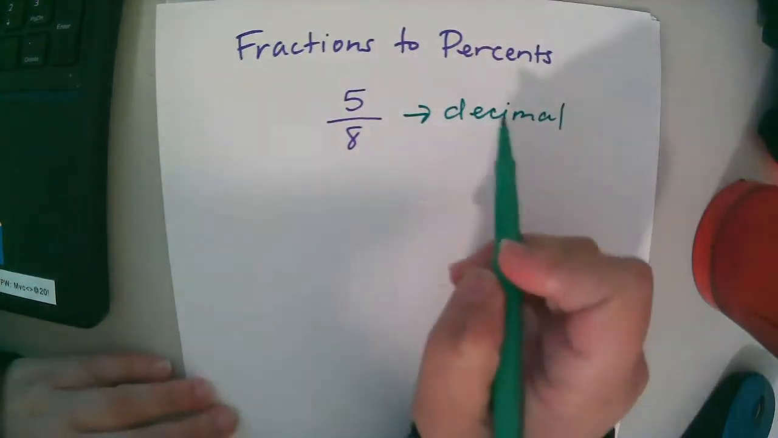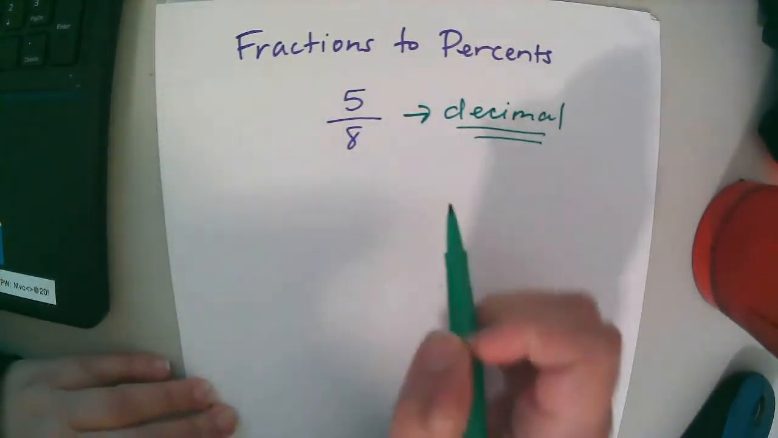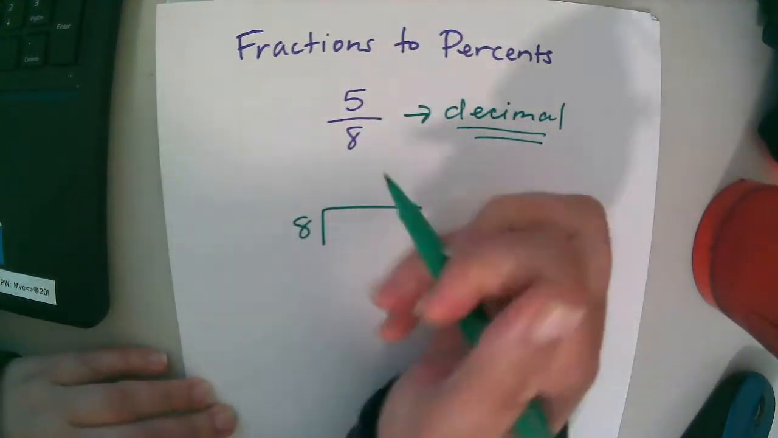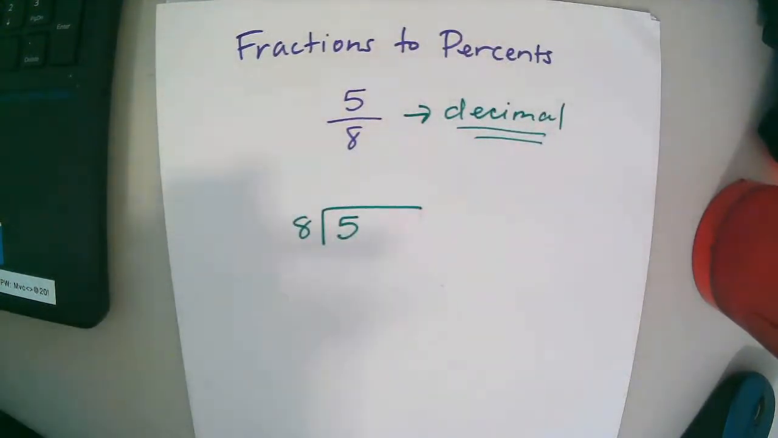Okay, and we know how to turn fractions into decimals. We divide. So your denominator is your divisor and your 5, or your numerator, is your dividend. Okay, so let's divide it out.